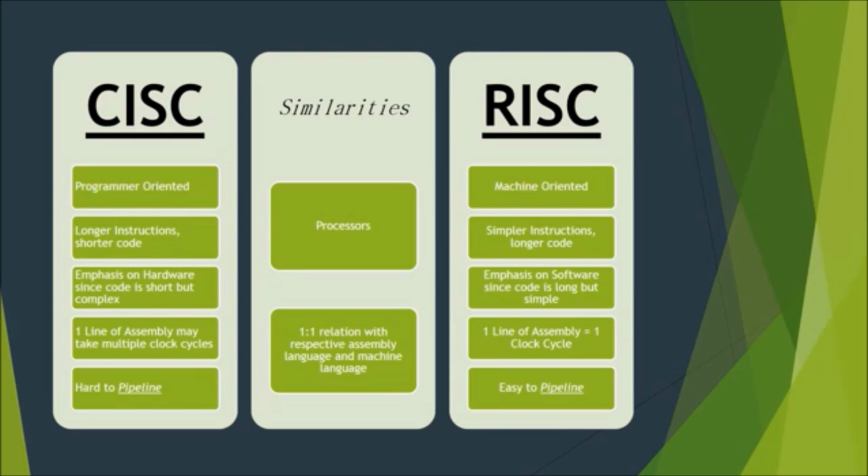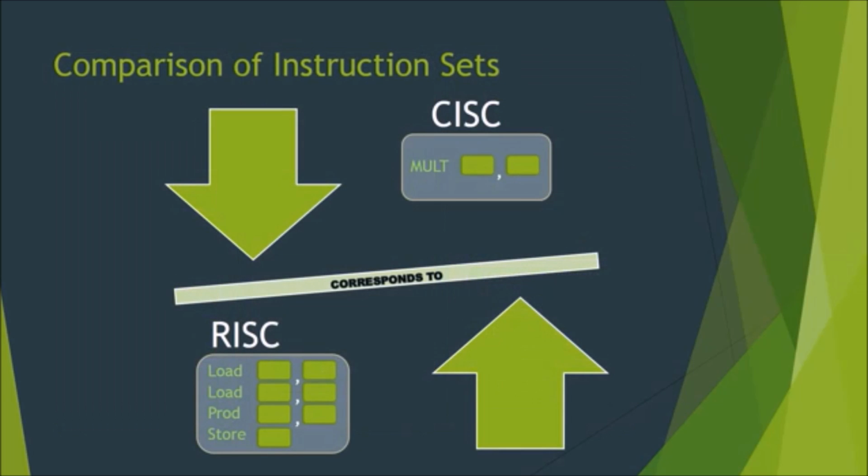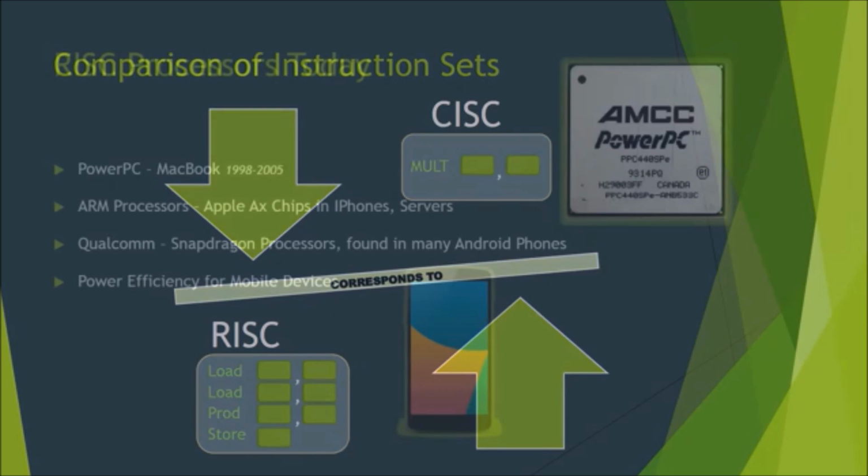Since RISC is simple, each line of assembly takes 1 clock cycle to execute, while CISC assembly lines may take multiple cycles. Take, for example, the process of multiplying two numbers together, which requires register loading, multiplying, and storing the resulting operand. A RISC processor needs you to list all of these instructions one by one, whereas a CISC processor can use the mult instruction to do this all at once.